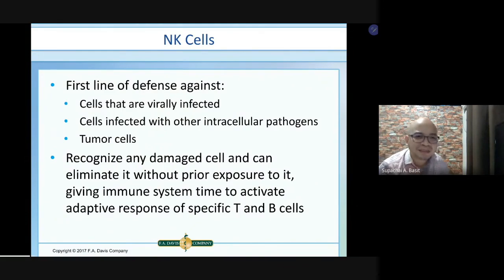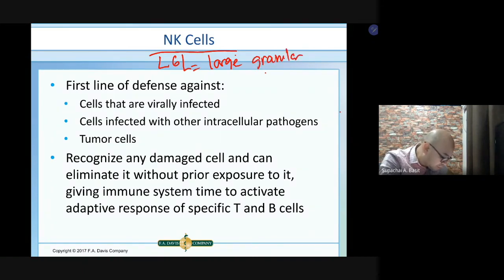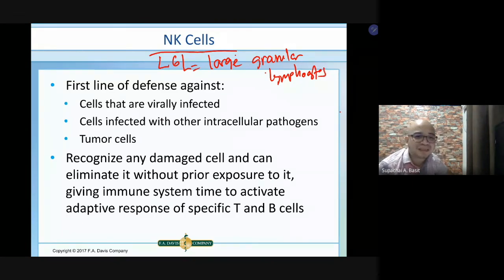Now let's talk about the natural killer cells. Natural killer cells are very potent cells, because natural killer cells are considered the first line of defense against cells that are virally infected, cells that are infected with other intracellular pathogens, and even cancer cells. In our text, you would hear or read the term LGL, and this stands for large granular lymphocytes.